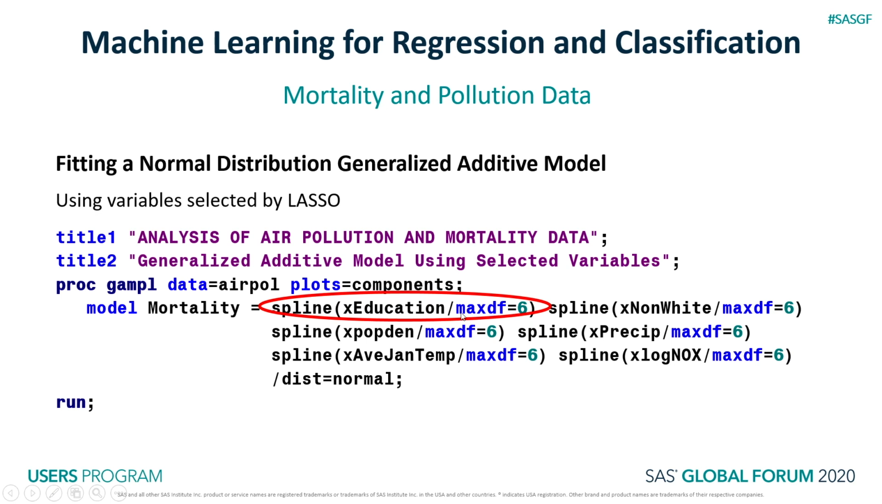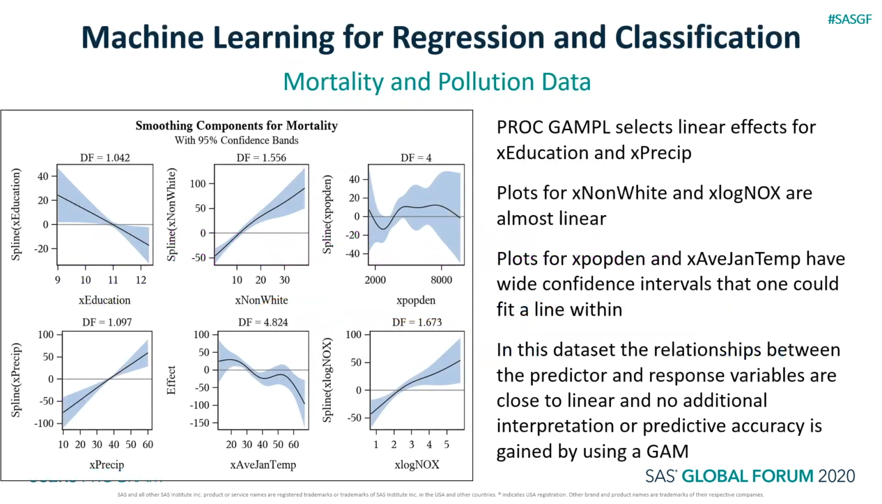And rather than the default value, I've chosen a relatively large value of 6, and then PROC GAMPL will go ahead and select as many terms as it needs up to this maximum degrees of freedom. And this is what we get. So these are the 6 plots of the estimated spline functions for those 6 variables which I included.